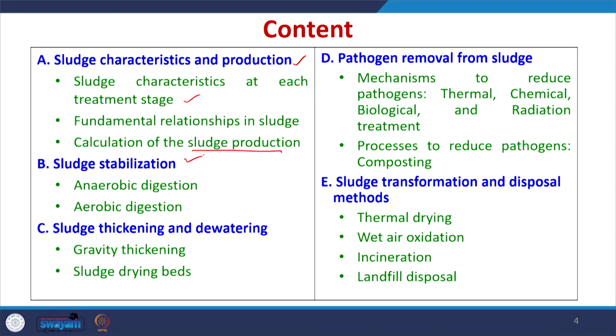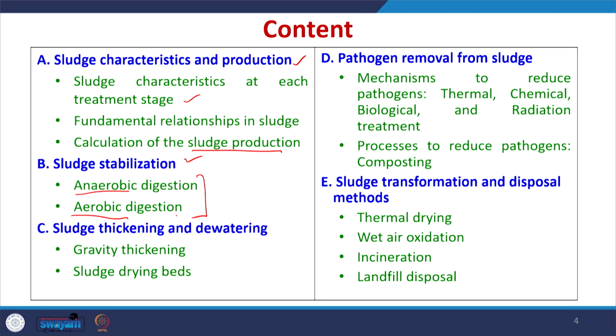So, this includes sludge stabilization, which itself will include both anaerobic and aerobic digestion. Whatever we studied during anaerobic and aerobic biological wastewater treatment processes, some of them will be understood here also. In sludge management also, the concepts are similar to wastewater treatment. Then after sludge stabilization we have sludge thickening and dewatering.